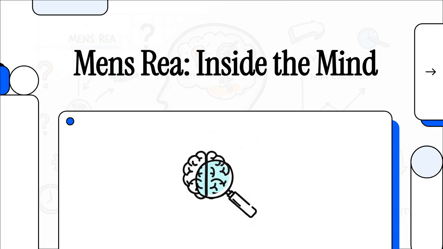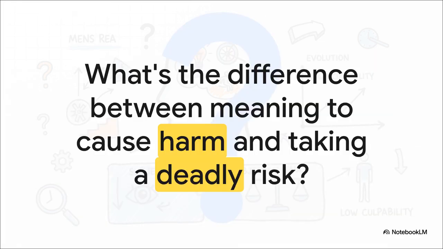All right, let's get right into it. Today, we're taking a deep dive into a concept that's at the absolute heart of criminal law, mens rea. You've probably heard the term, it's Latin for guilty mind, and it's that crucial mental element, what's going on inside someone's head, that can turn a simple act into a serious crime. I mean, really think about that for a second.